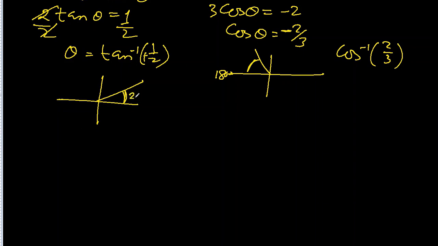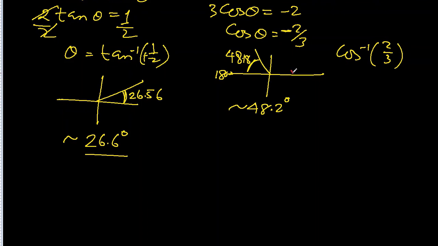So I got this angle as 26.56, which can be written as 26.6 degrees, 3 significant figures. And this one I got 48.18. So I'll take it as 48.2 degrees, but this is not our answer. Our answer will be always starting from 0 and reaching where this line is. So that answer will be 180 minus 48.2, which is 131.8 degrees. These two are the answers.